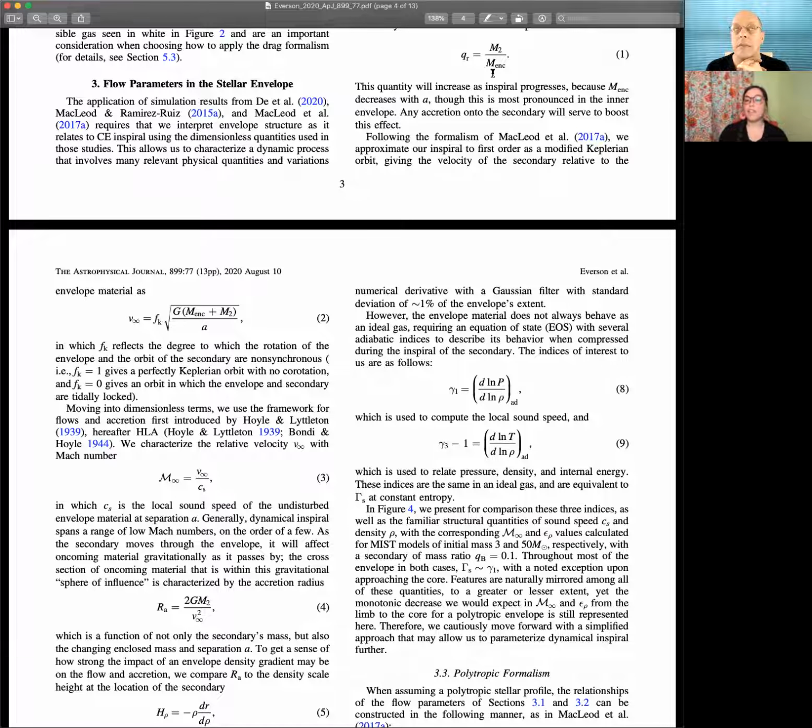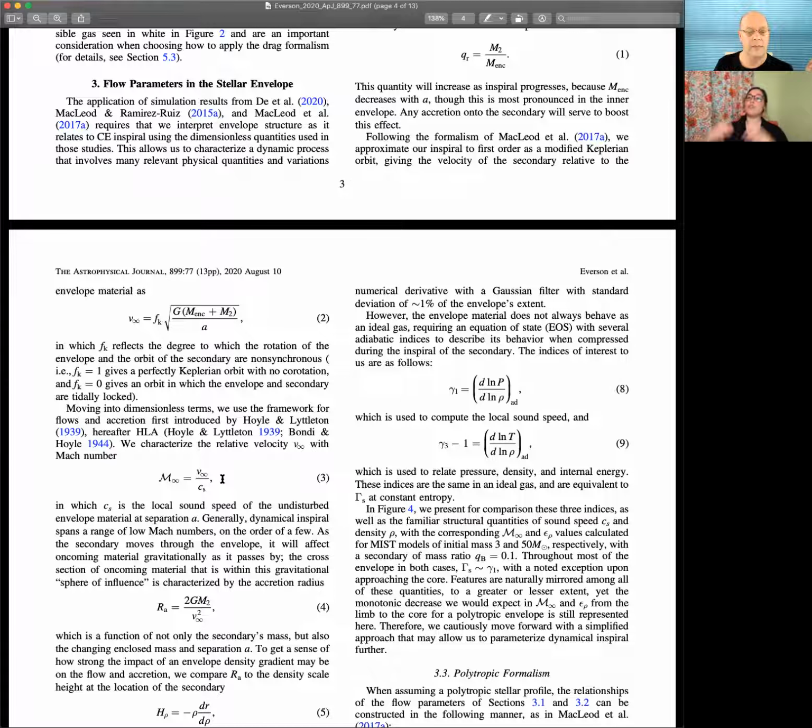But we actually have a look at this later in the paper just to try to explain why we made the choices that we made. The next quantity we care about the most is our Mach number, which we've labeled M infinity. That is the velocity of the secondary during its in-spiral, divided by the local sound speed.